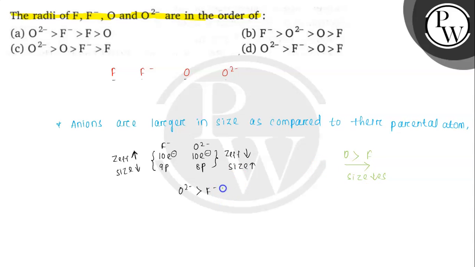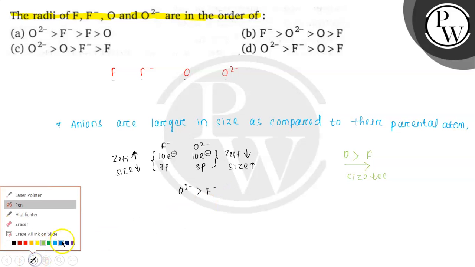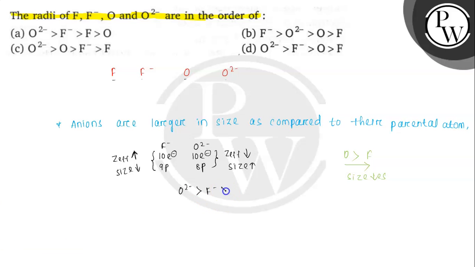So the order will be like, O2 minus first, then comes O, oxygen has larger radius, then comes fluorine. So this is the order of radii of F, F minus, O and O2 minus. So O2 minus comes first, then F minus, then O, then F. So option D is the correct answer. Option D is the correct answer. This is the correct order of radii of O2 minus, F minus, O and F.